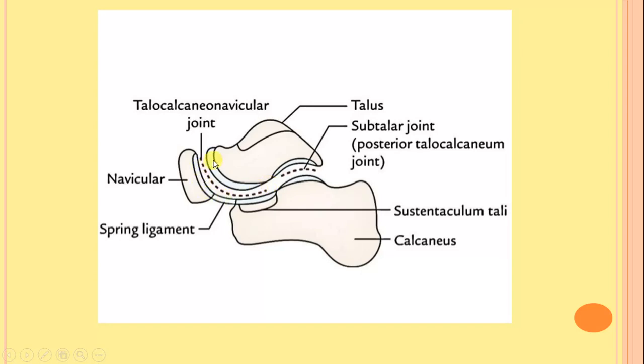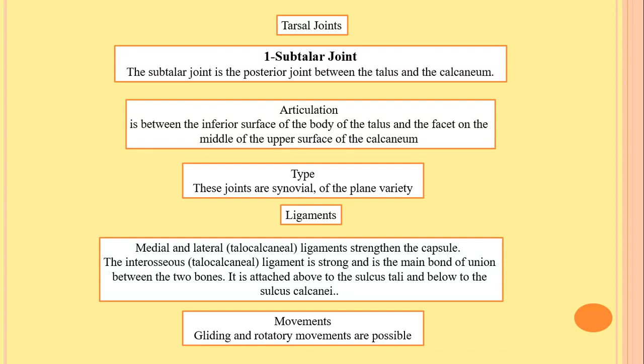And here is the talocalcaneonavicular joint. Here is a ligament which is joining the calcaneum with the navicular bone, and this ligament is the spring ligament. In the later slides, we will see that this joint is named the talocalcaneonavicular joint, and it is a very important subtalar type of joint or mid-tarsal joint, which is important in the movement of eversion.